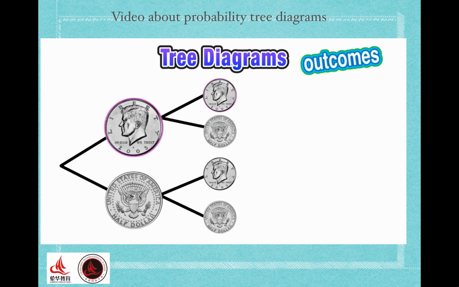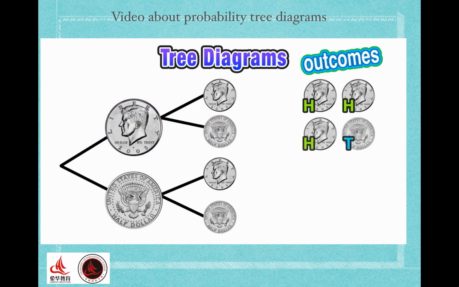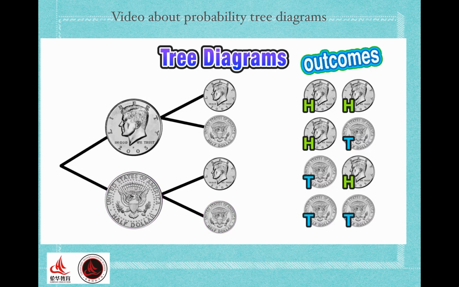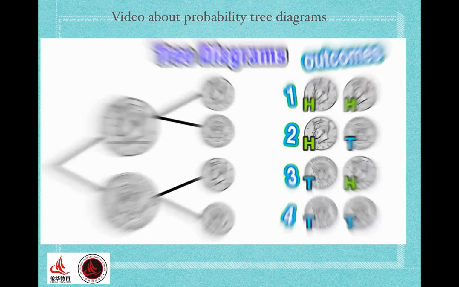One outcome is heads on the first flip and heads on the second flip. Another is heads on the first flip and tails on the second flip. You could also get tails on the first flip and heads on the second flip. Or you could get tails on the first and second flip. And we see here that we have 1, 2, 3, 4 possible outcomes for this scenario of flipping a coin twice in a row.